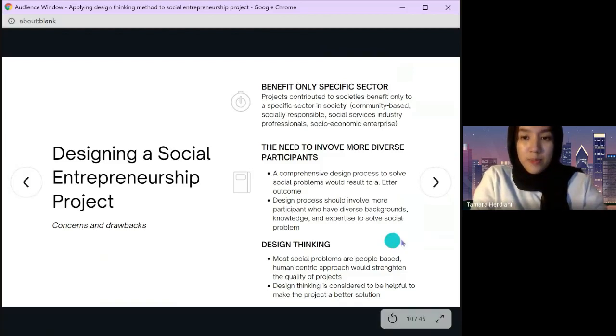Design thinking. Most social problems are people-based, so it is important to have a human-centric approach to develop a project design. Design thinking is a methodology that is considered as a helpful approach to come up with a better optimal solution.